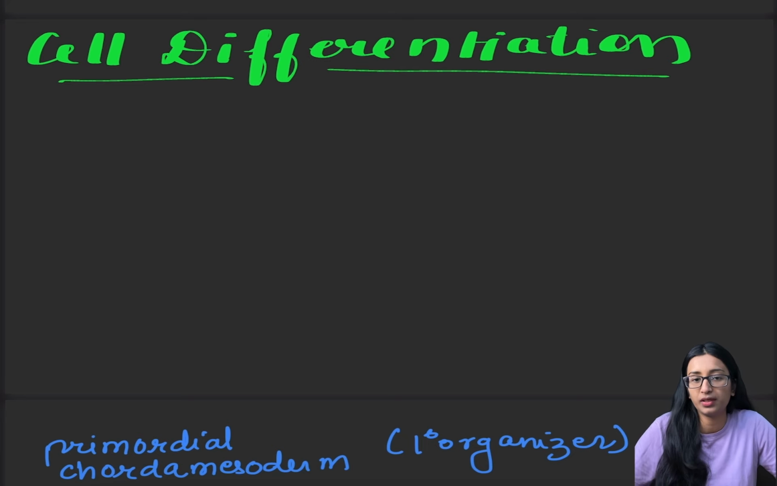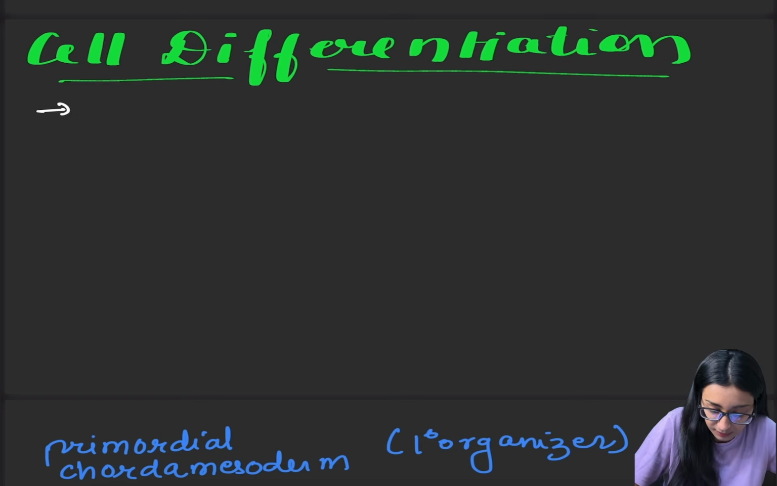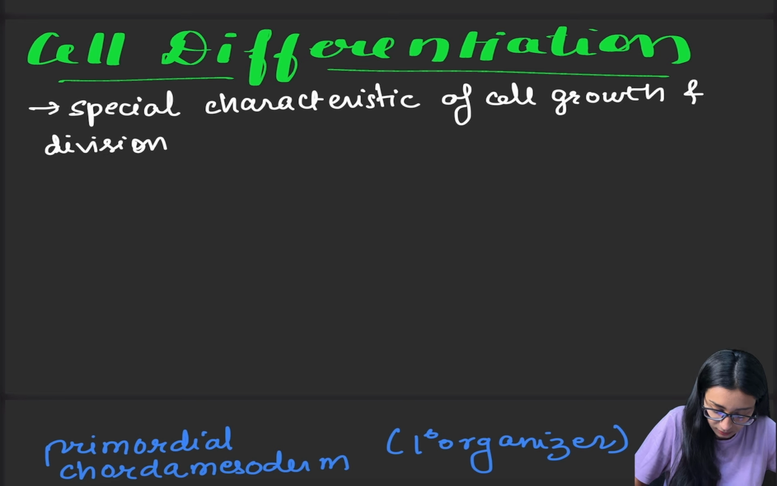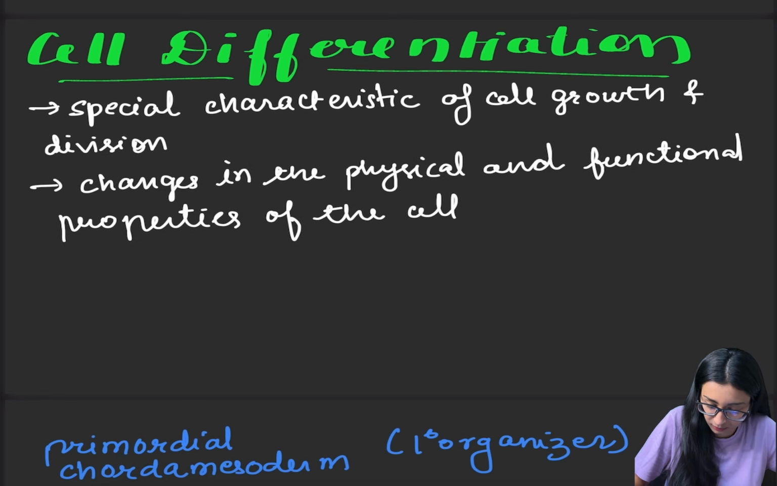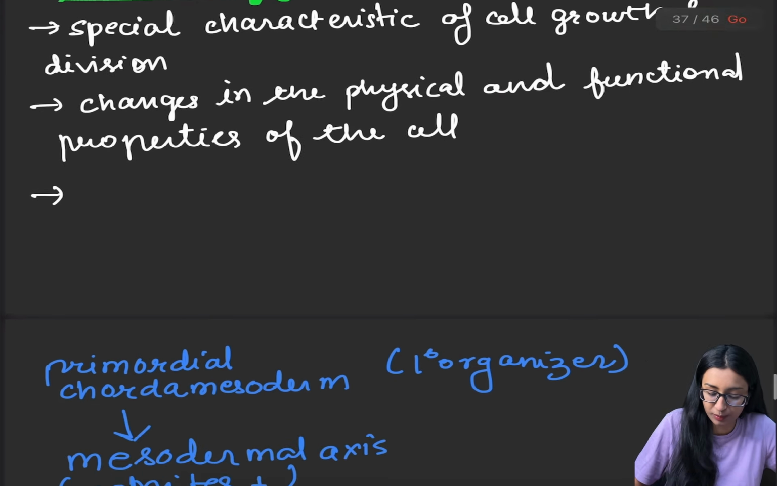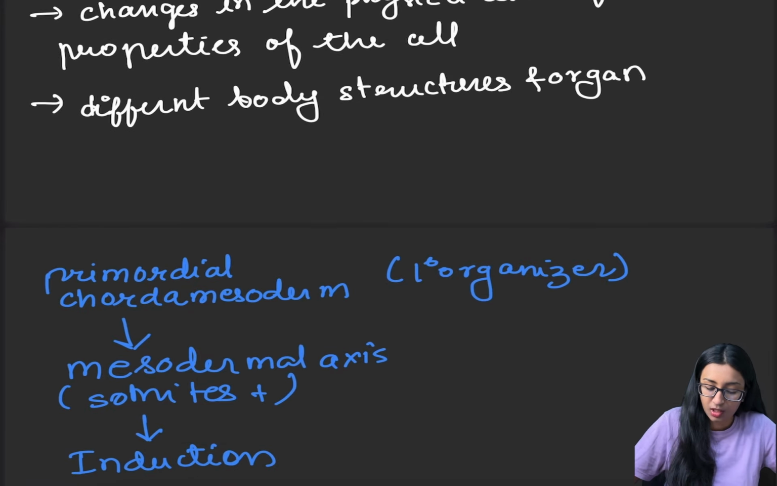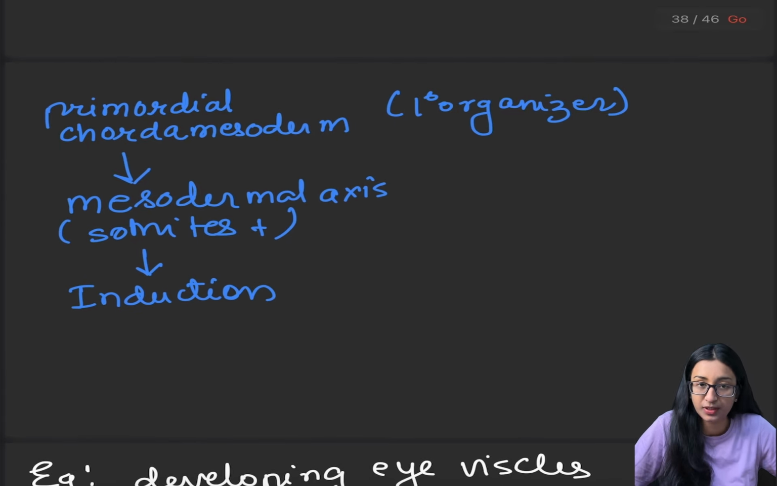Here there was one embryological experiment which showed that one of the foci is present, and around the foci there are cells present which will lead to the differentiation. So cell differentiation leads to the formation of different parts of the body. Here, first we have the primordial chorda mesoderm. This primordial mesoderm is called the primary organizer because it creates a foci, and around this there will be cells present. And this will differentiate into the mesodermal axis.